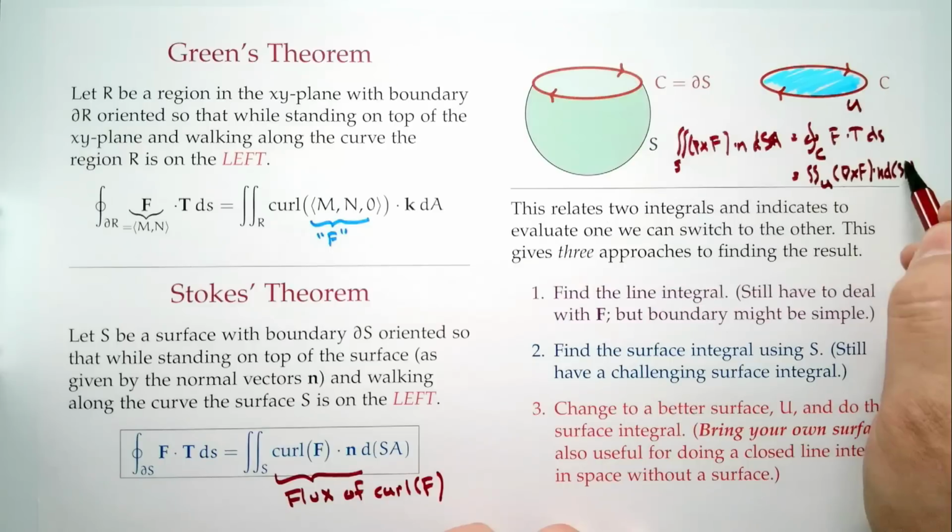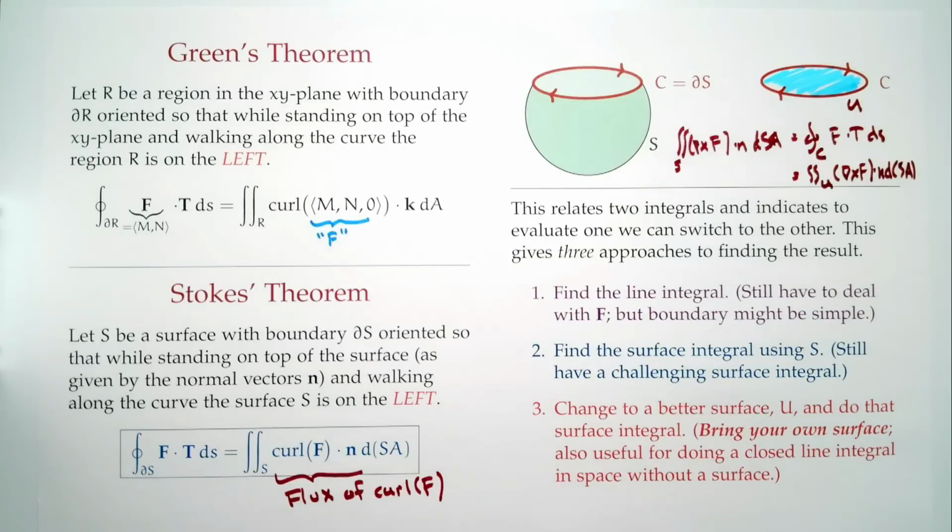So the point here is I can pick a better surface. So if you don't like the surface they gave you, pick a better surface. Now, that won't always work, but it works surprisingly often. So that's a good strategy to have in mind.